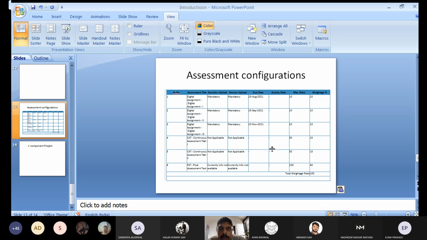So this is the assessment configuration. Out of 100, we have digital assignment one, two, and three. One is mandatory, the other two I have given. Then CAT 1 and CAT 2. All these things will total 100. So three digital assignments are there, so that you can do your homework and do it better.